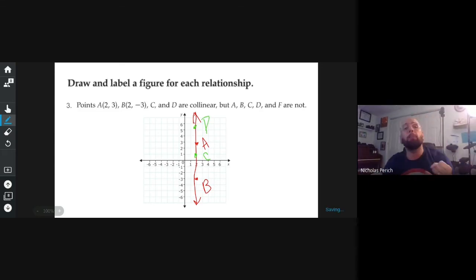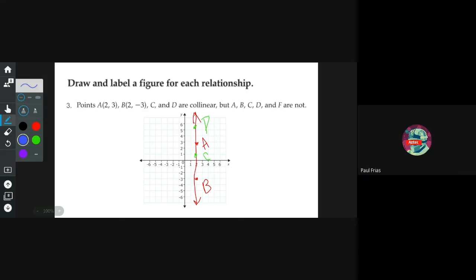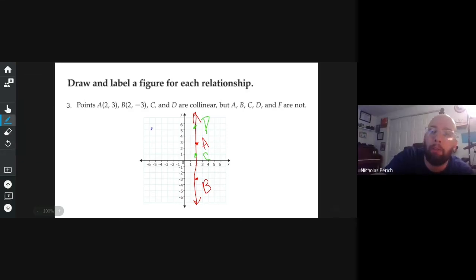Okay. So A, B, C, and D are collinear. So I drew my line and I put A, B, C, and D all on the same line. F is not collinear. Where must I put F? Or where can I put F? Anywhere as long as it's not touching the line. Exactly right. So I'll put F right there.